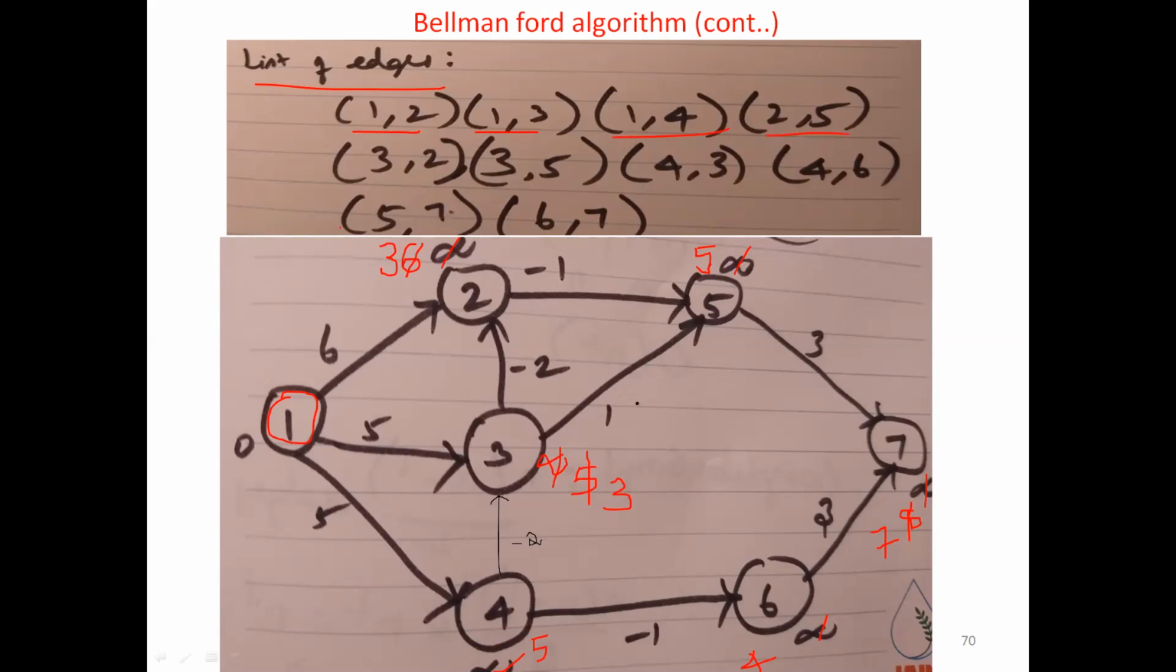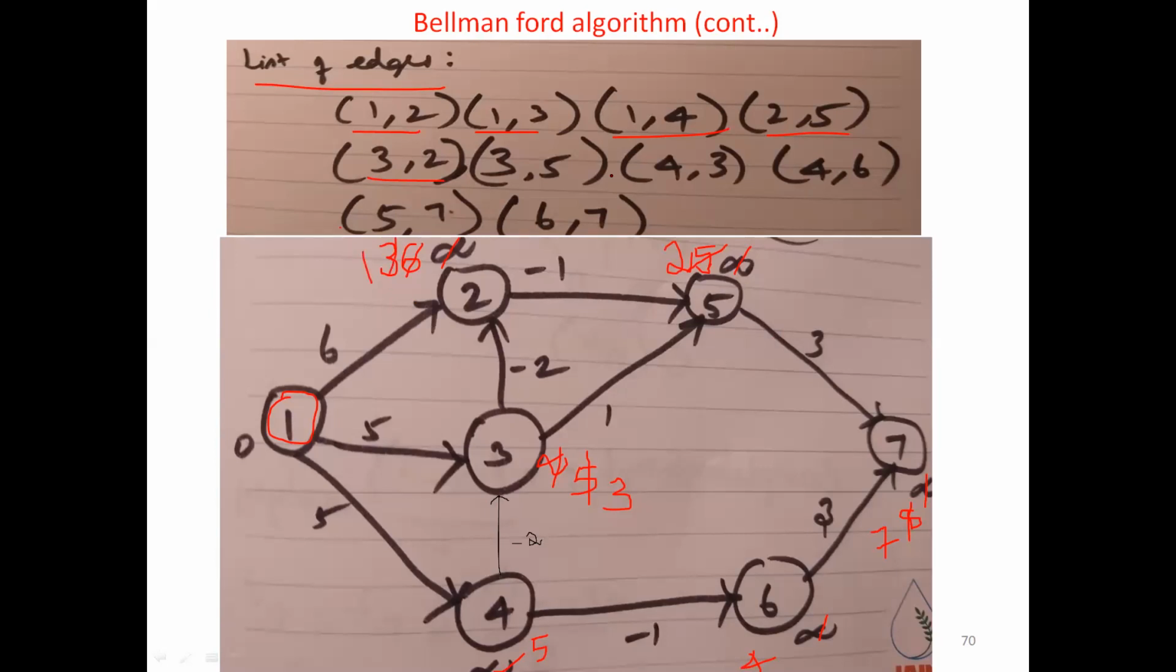Next 2 comma 5. The distance of 2 is 3 and the cost is -1. So 3 minus 1 is 2. I have to update it. It was 5, so I update it as 2. Next 3 comma 2. That is 3 minus 2, which is 1. But earlier it was 3, so I will update it as 1.